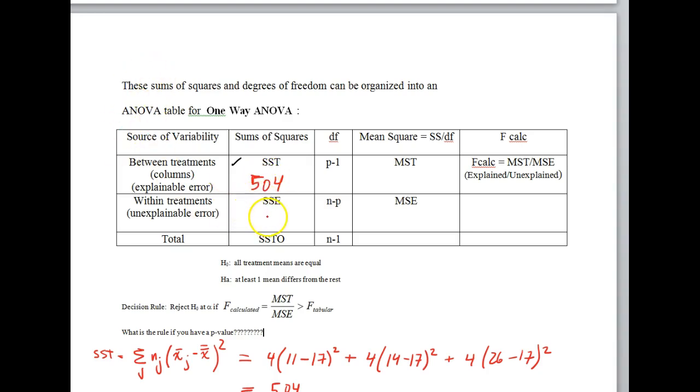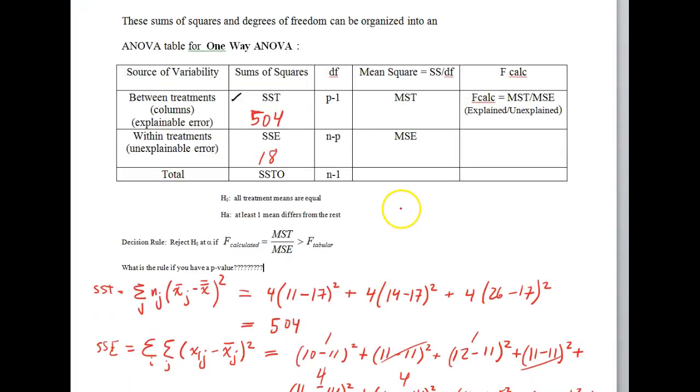And so we put in this for our SSE. Okay. So now let's come up with our degrees of freedom. We kind of already talked about this a little bit, but let's say, what is our degrees of freedom for our treatment? So we'll say DFT. Well, that is P minus 1. So that's the number of treatments minus 1. So how many treatments do we have? We have 3 treatments. So 3 minus 1, 2. So this is 2.